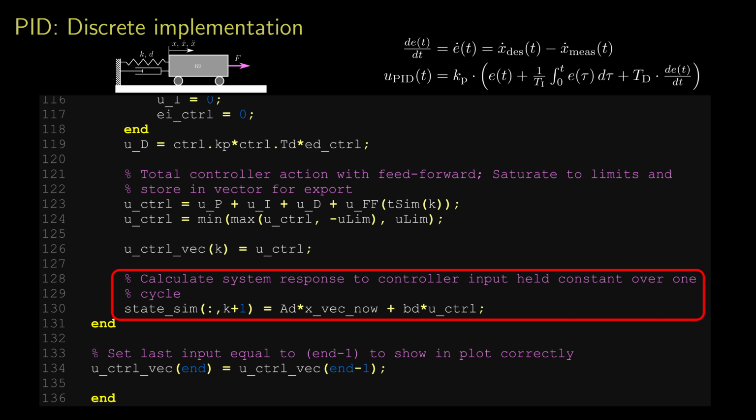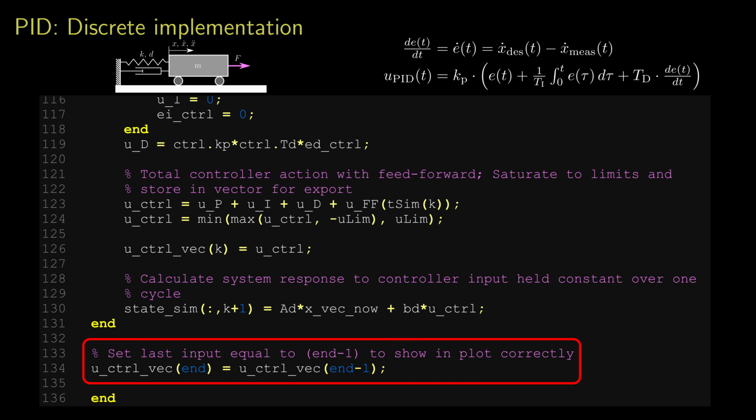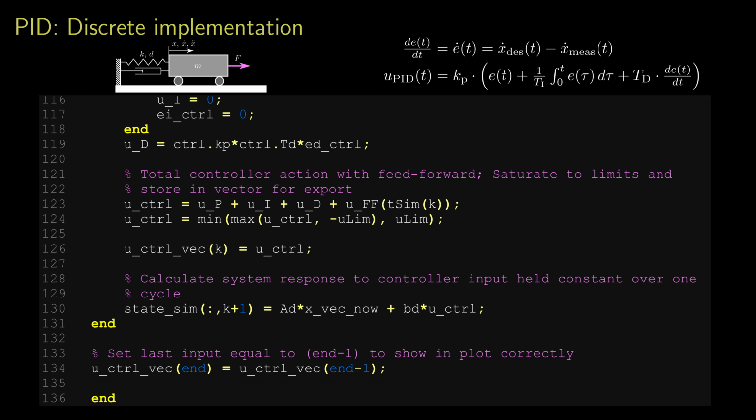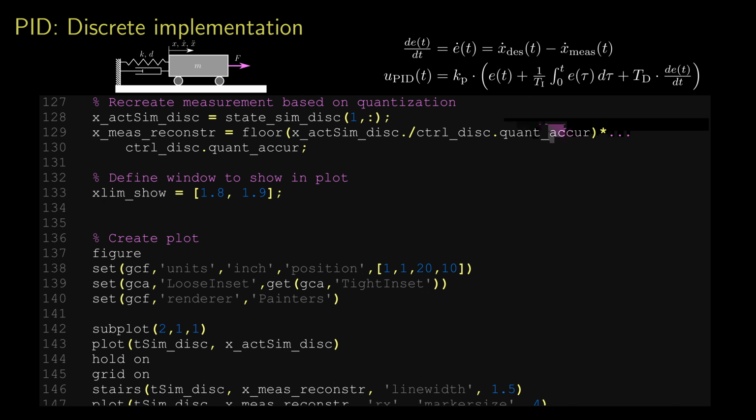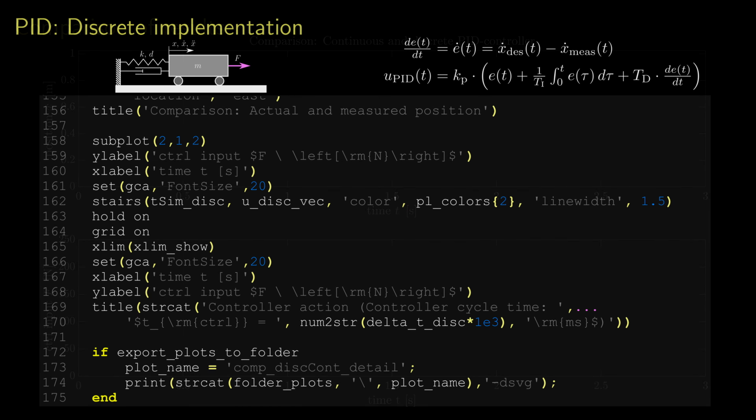If you are interested in learning more about this, let me know in the comments. In the very last step, we set the last entry of the controller action to be equal to the second last entry to avoid it jumping back to 0 in the plot. This is just so that it looks visually nicer and it has no influence on the actual simulation results. The main function continues after that with plotting of the results.